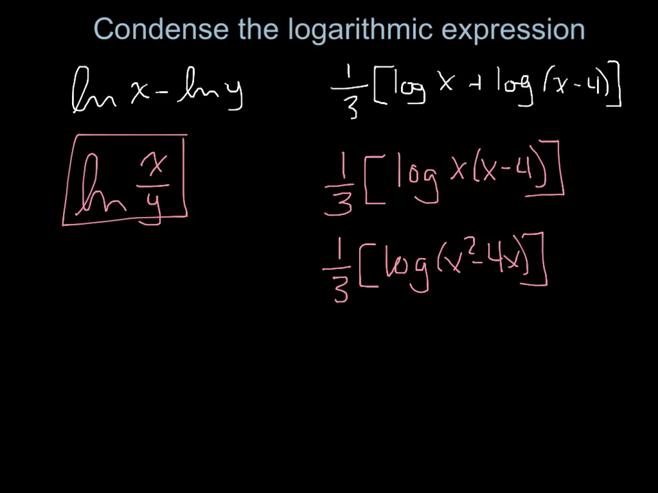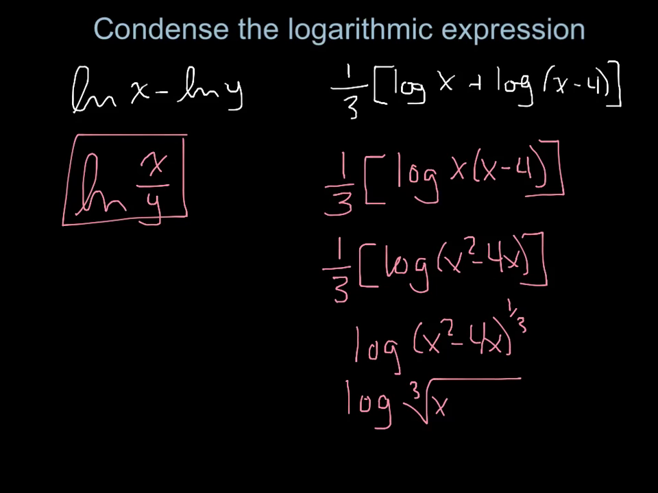Now, I want to raise this all to the 1/3 power, everything in the logarithm. So I have x squared minus 4x to the 1/3. And one last step, I'll just rewrite that a little more explicitly. 1/3 power is the cube root of, so I have the cube root of x squared minus 4x. And that is the answer, log of the cube root of x squared minus 4x.